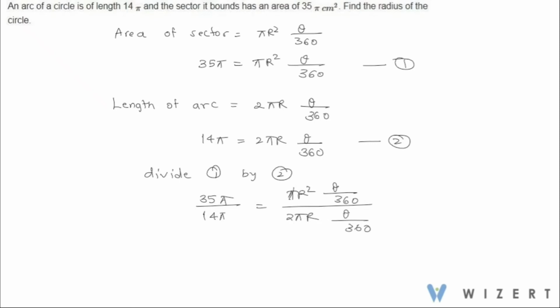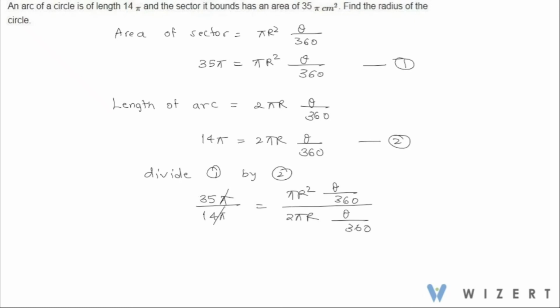So what we have on left hand side is pi gets cancelled out and we are left with 7 5s are 35. 7 5s are 35 and 7 2s are 14. So we are left with 5 by 2 on left hand side.